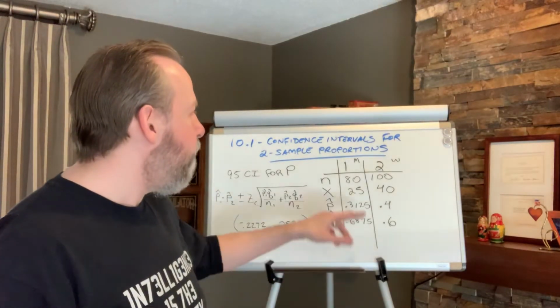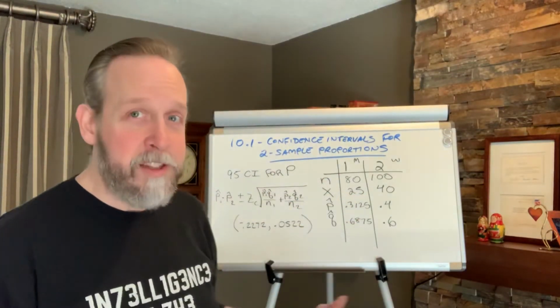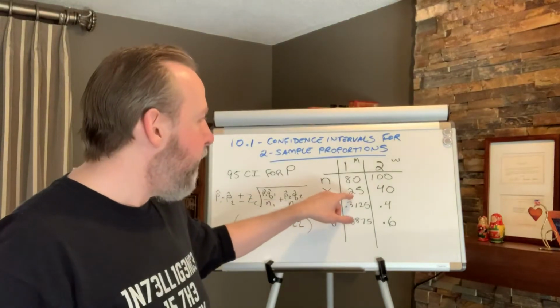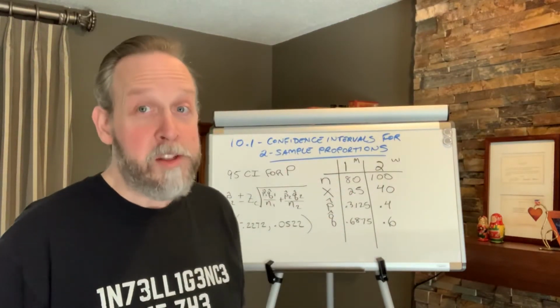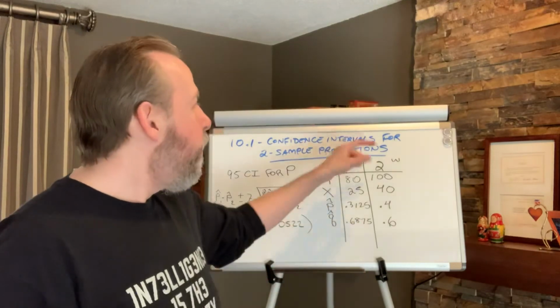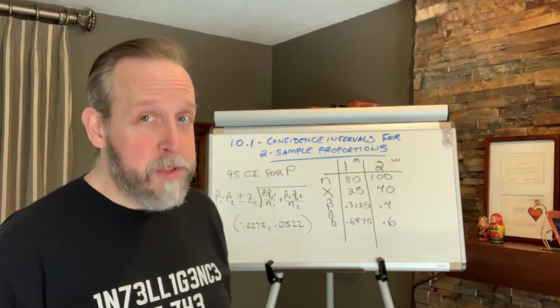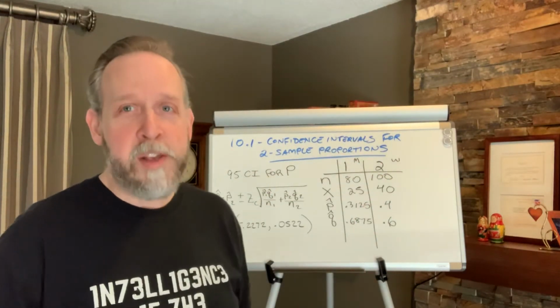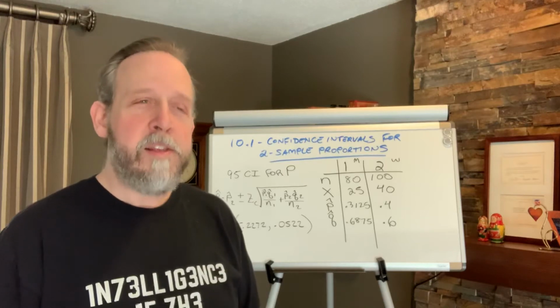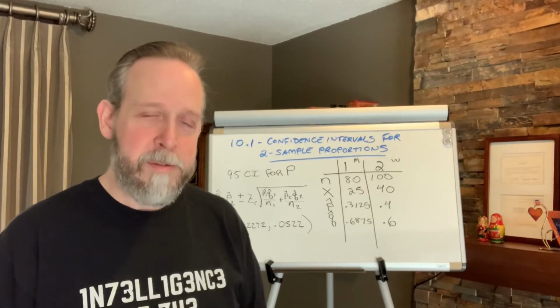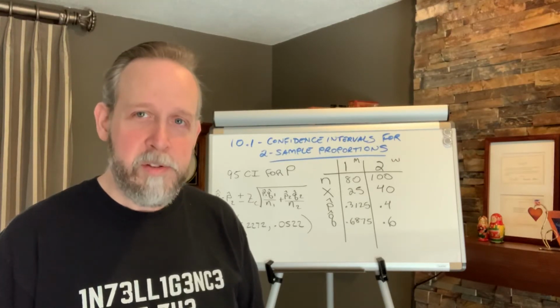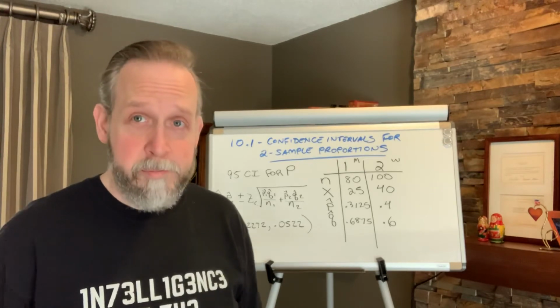So NP of the men was 25, and that's more than 10, leaving the remaining 55 to be no's, that's more than 10 as well. The women had 40 yeses, which is more than 10, leaving 60 no's, which again is more than 10. These conditions, of course, have to be verified prior to moving forward with any test, just like every time.